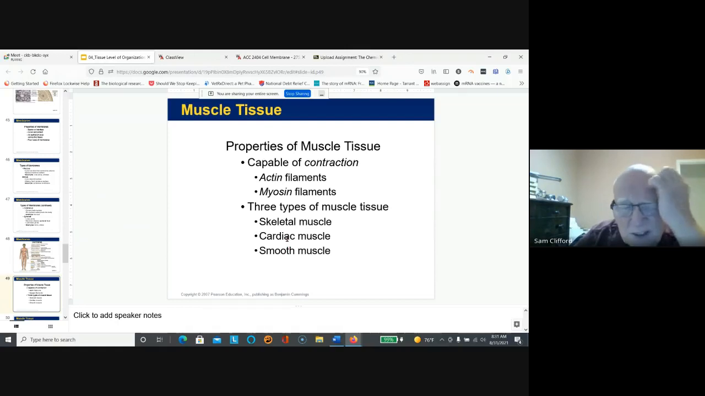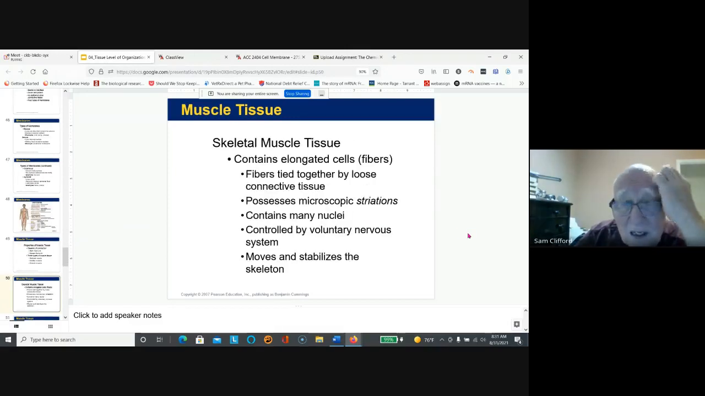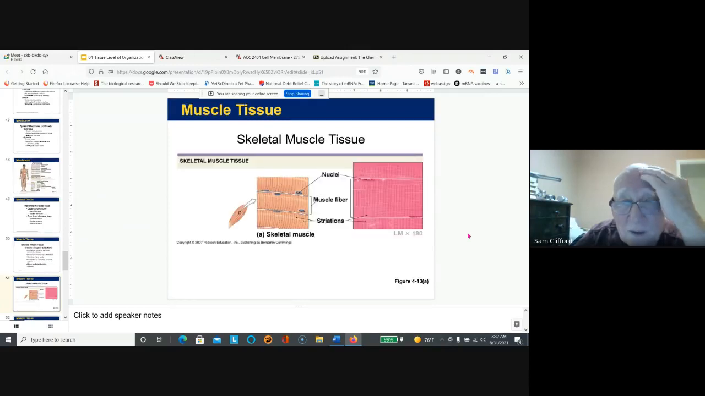The heart is intrinsically rhythmic. The heart beats on its own. It's modified by input from the nervous system. Skeletal muscle is stimulated by nerves to contract. So let's look at, read through this, look at skeletal muscle. What it looks like, it's long filaments that have these vertical stripes perpendicular to the long axis of the muscle fiber.